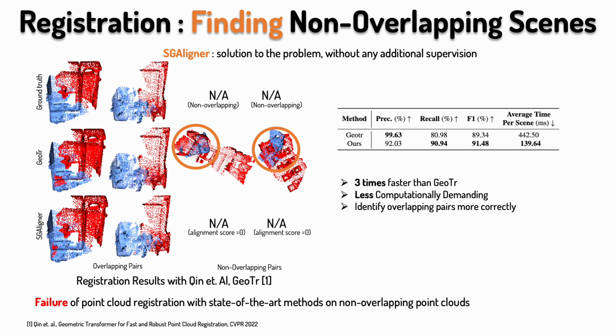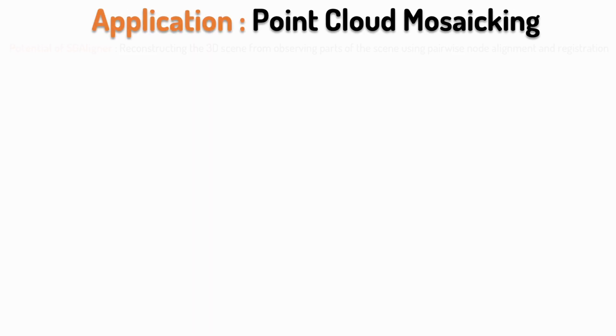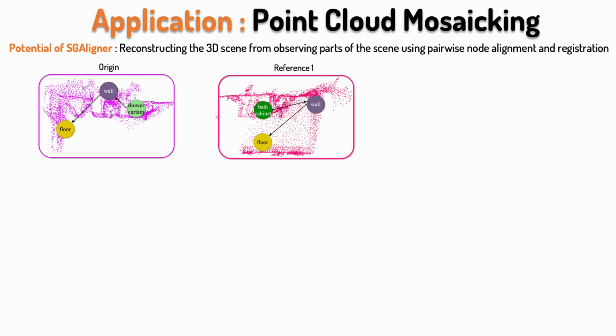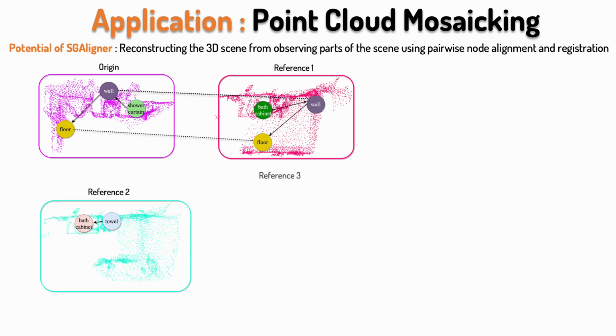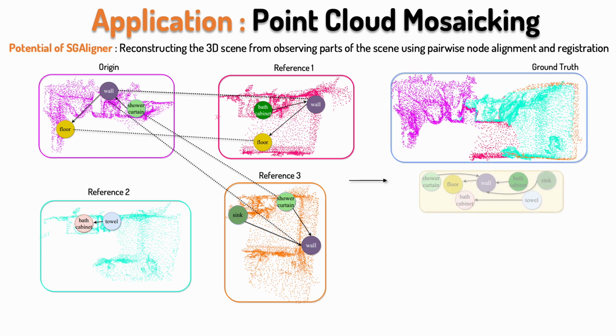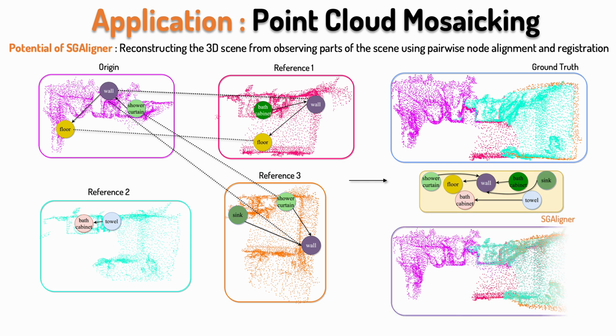We further demonstrate the potential of SGAligner on 3D point cloud mosaicing, that is, reconstructing the 3D scene by observing parts of the scene. Please note that there is no guarantee that all partial clouds overlap with the one chosen as origin. Although this falls outside the scope of this paper, our approach still performs comparably to geometric registration methods on the aspect of accuracy and completeness of the resulting reconstruction.